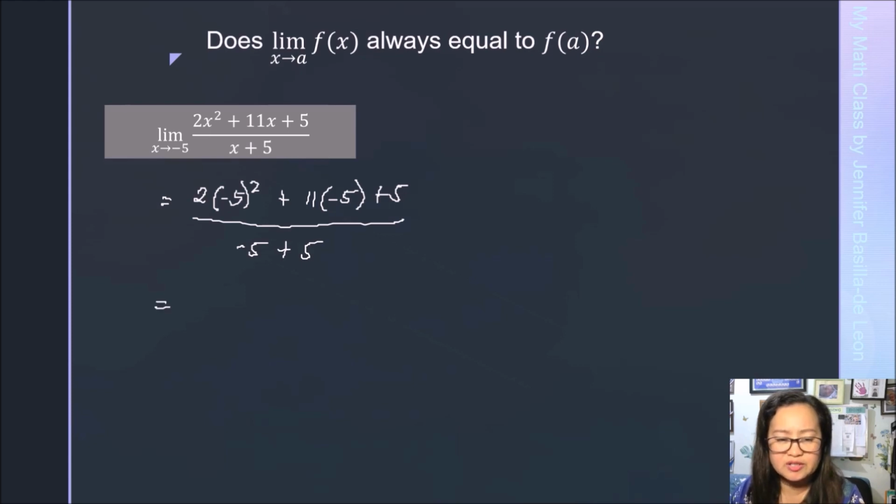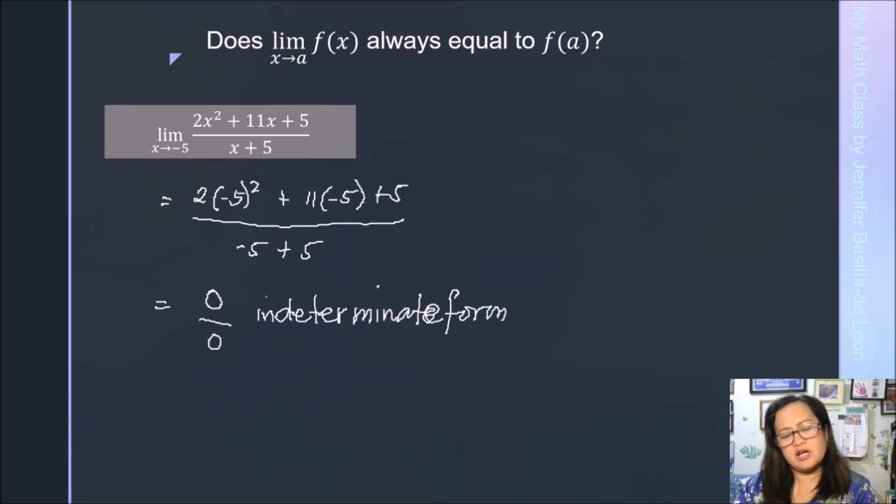Simplifying the numerator and the denominator, we would be able to arrive at 0 over 0. Remember that division by 0 is undefined. In this case, we can say that we have arrived at an indeterminate form of the function. However, if we apply factoring techniques, we would be able to cancel out some factors.